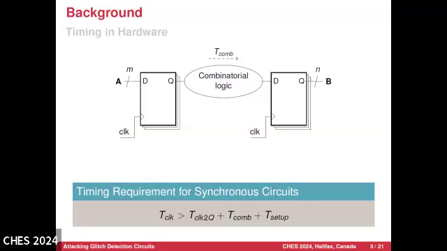This is a source for a strict timing requirement for synchronous circuits that we can draw as this inequality here. The clock period, the distance between two rising edges, has to be larger than the combinatorial delay, which is the combined propagation delay. But also things like the clock to Q delay, which is essentially an internal propagation delay of flip-flops, and also the setup time, which is the amount of time that the input to a flip-flop has to be stable before a rising edge comes in order to guarantee a correct sampling.